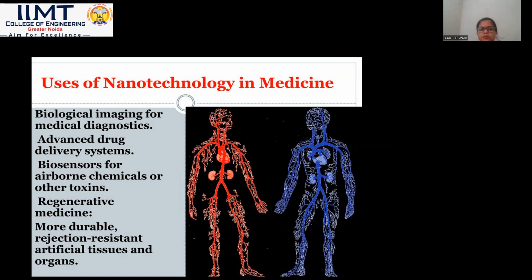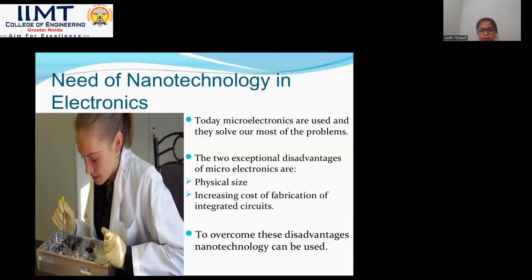Okay? Then you see also that the silver nanoparticle has an antibacterial effect, using all those things also in medicines. Okay? So nanotechnology is widely used in the medicine area.